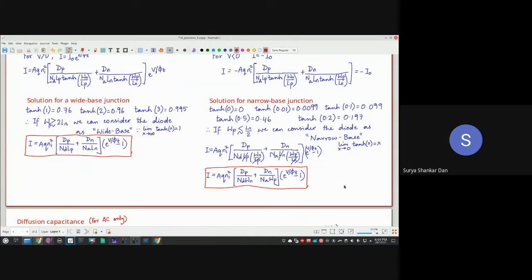So the first observation that we find from the wide base and narrow base equations for the current IV relation is that in case of a wide base junction, if we take a big, bulky diode, it is independent of the diode size. There is no Wp or Wn size over here. It is dependent on the diffusion lengths. On the contrary, if it is a narrow base junction, then the width of the diode matters.